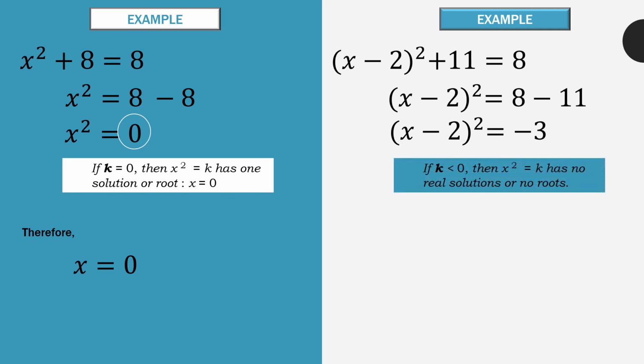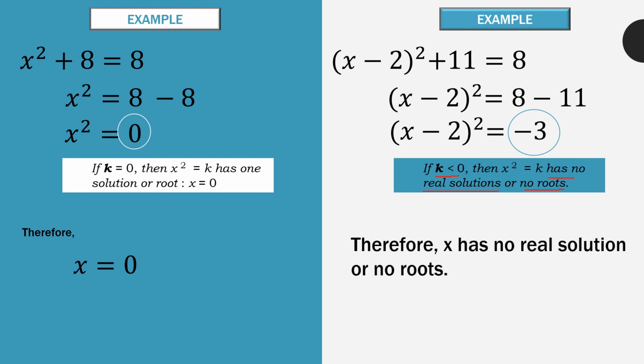So, let's evaluate again. Is your k less than 0? Look. Is negative 3 less than 0? Yes. Since that is negative, class, automatically, it says, if k is less than 0, you have no real solution or no roots. Since the k in your equation is less than 0, without a doubt, therefore x has no real solution or no roots. So, that's it, class, okay?